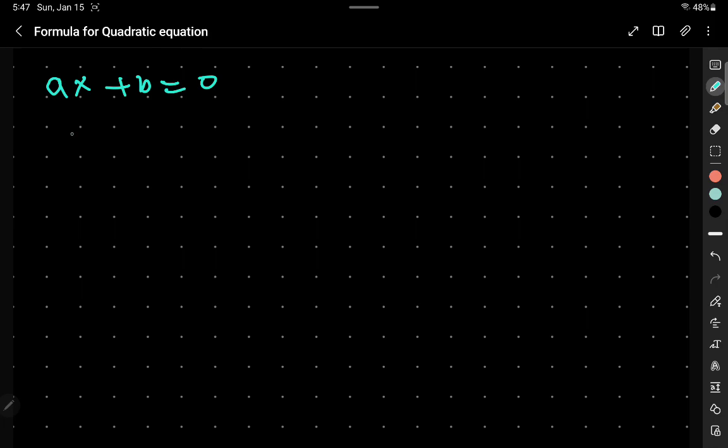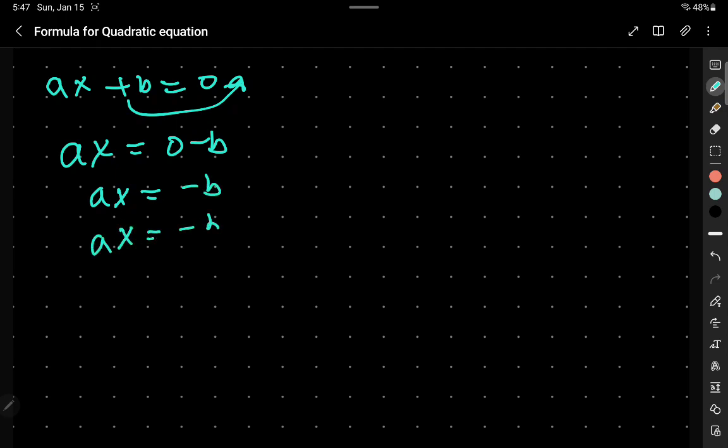In order to get an expression for x, or to write this equation with x as the subject, you first transfer this one to the other side. So you're going to get ax is equal to 0 minus b, so ax is equal to minus b. Then you divide by a, and the new x is going to be minus b over a.